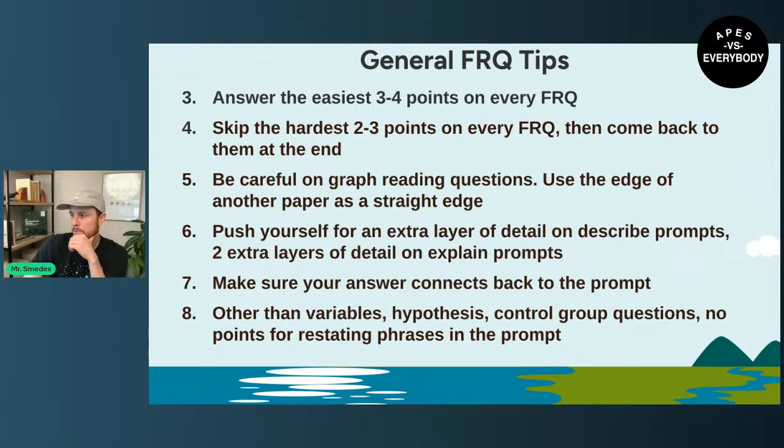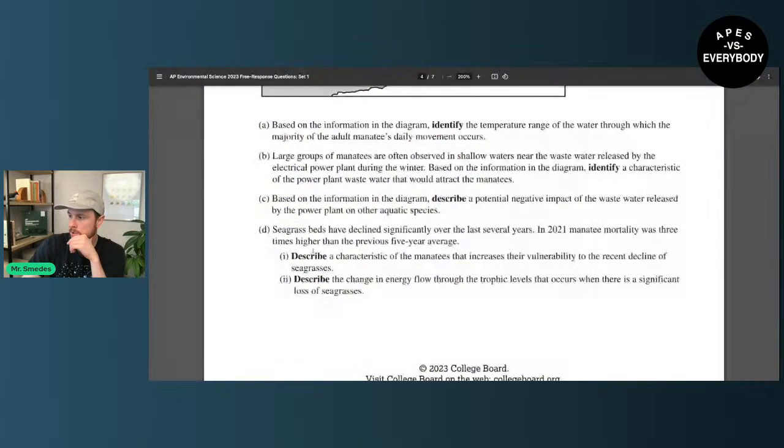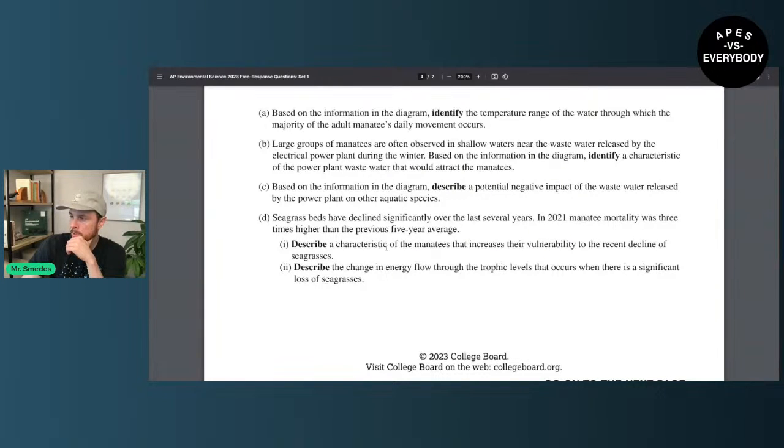Let me just give you an example really quickly of what I mean by this. I will pull up those FRQs we just had again for a second. So what I mean by make sure your answer connects back to the prompt is we have describe a characteristic of manatees that increases their vulnerability to the recent decline of seagrass. So the characteristic we give about manatees, in our answer, we should say at the end, making them especially vulnerable to blank happening because of the decline of seagrass. So don't restate the answer, but show the reader, hey, my answer is connecting right back to the prompt.